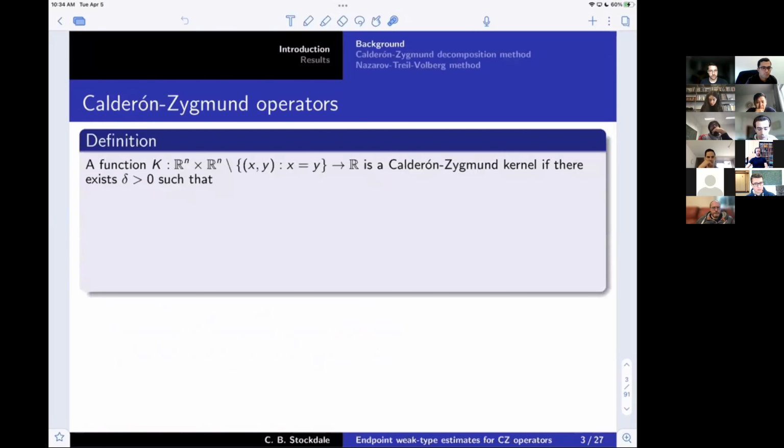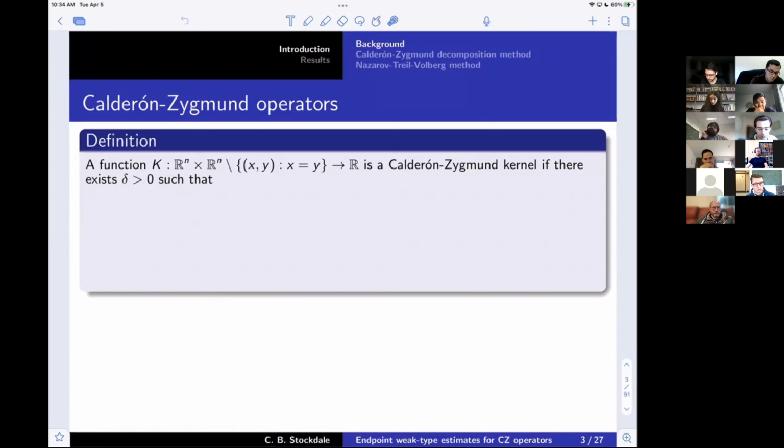So let me first define the objects that we're going to be studying. We're going to be talking about Calderón-Zygmund operators. These are singular integral operators, so they're going to be defined by integration against some kernel, and the kernel is going to have a singularity. The kernel we're denoting by K is going to be a function that takes in two variables. It's not going to be defined on the diagonal. So when the two inputs are the same, it's just not going to be defined. That's why this is kind of coined a singular integral kernel.